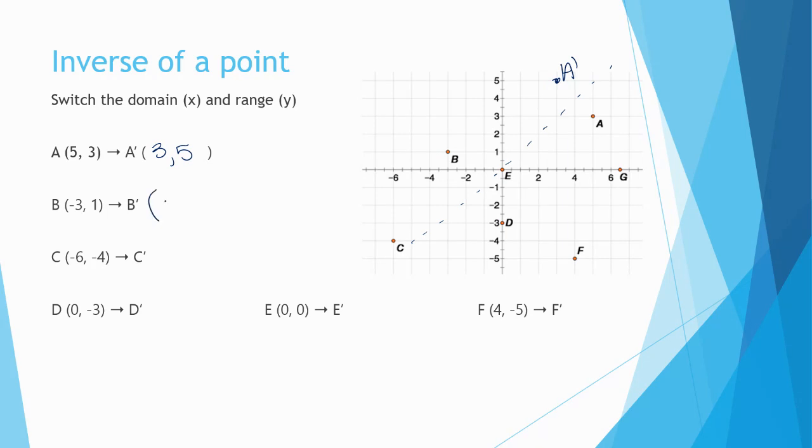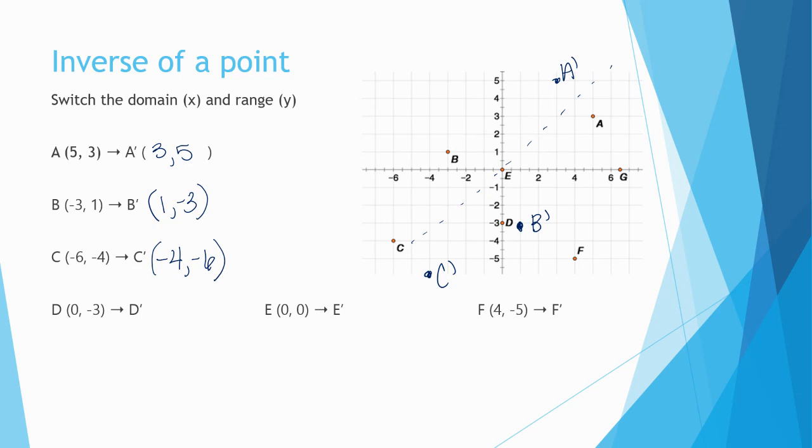B is at (-3, 1). We flip those and that becomes (1, -3) to get B prime. So over 1 and down 3, and here's B prime. For C prime, I'm going to switch again, so (-4, -6). And (-4, -6) is over here, and that's my C prime.